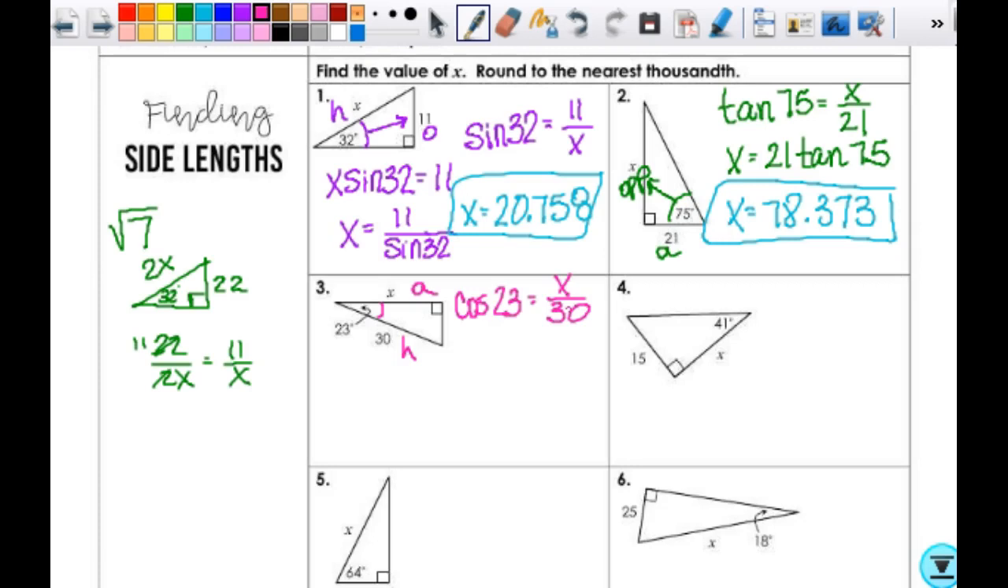What's my next step? Multiply by 30. So x is equal to 30 times the cosine of 23. So once you have x isolated, then you can type that in. And that's what I got. See if you, and if you're not agreeing with me for some reason, let me know. If there's an issue typing something in the calculator, please always let me know. The nearest thousandth. It says it here, and if it doesn't say, then you do to the 3 decimal places for sure. Okay, any questions? All right, y'all do number 4.